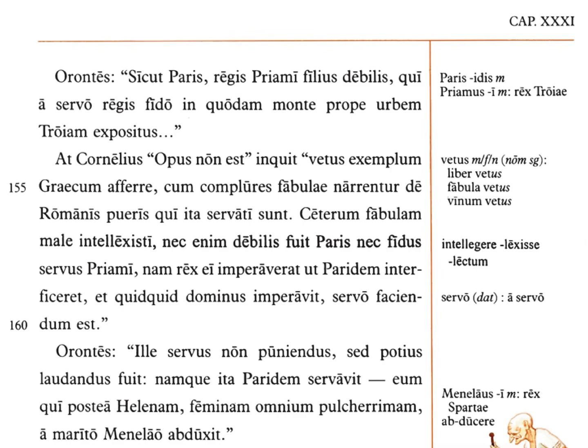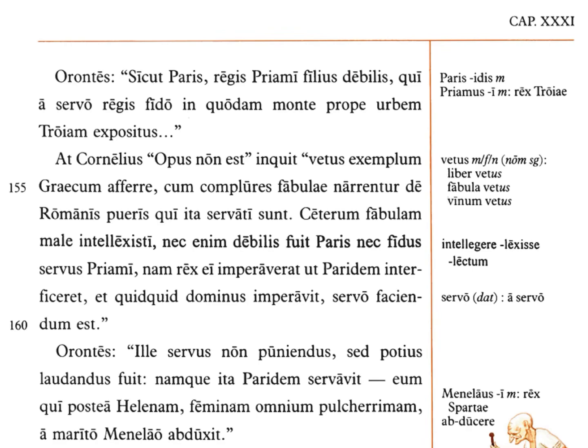And then Orontes says, Sicut Paris, regis Priami filius debilis, just as Paris, the weak son of King Priam, qui a servo regis fido in quodam monte prope urbem Troiam expositus, who was exposed by a faithful servant of the king on a certain mountain near the city Troy. And then Cornelius bursts in, saying, Opus non est, it is not necessary, vetus exemplum Graecum afferre, to bring forward an old Greek example, cum plures fabulae narrentur de Romanis pueris, when several stories are told about Roman boys, qui ita servati sunt, who have been saved in such a way.